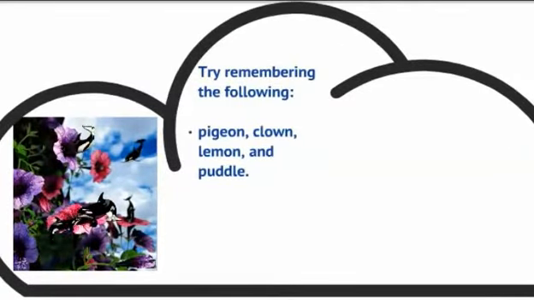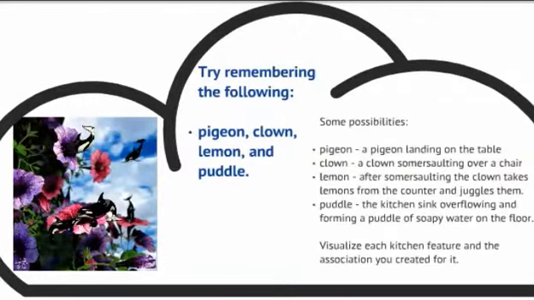Let's try out this method. Think of a visualization to remember the following words: pigeon, clown, lemon, and puddle. Now think about how you can visualize each of these words in a familiar place. You may pause this video to give yourself time to write down your response. Some possibilities for this visualization include a pigeon landing on the table and the sink overflowing to form a puddle of water on the floor.